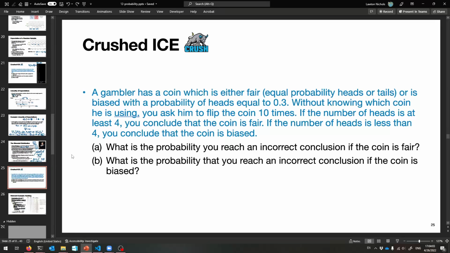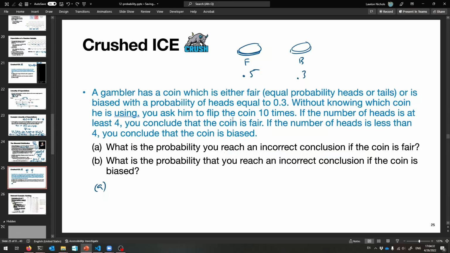Okay, if we had a fair coin, it's my best drawing of a coin, then the probability of getting heads was 0.5. If the gambler had a biased coin, then the probability of getting heads was 0.3. That's success, apparently. And so for part A, what's the probability that you reach an incorrect conclusion if the coin is fair?